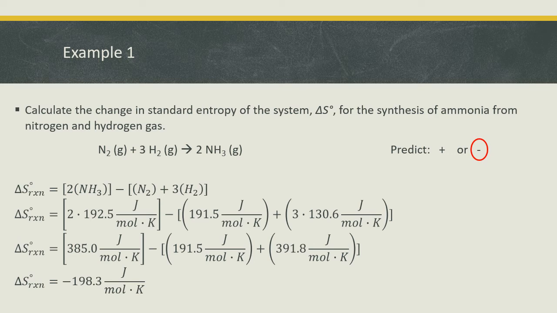So make sure you try this out. Make sure you can get the same answer, negative 198.3. We've got a decimal in all our values, so we want to keep one in our answer. And our units all stay the same, joules per mole Kelvin for our delta S of our reaction. Okay. So pretty straightforward, same as the delta H calculation.